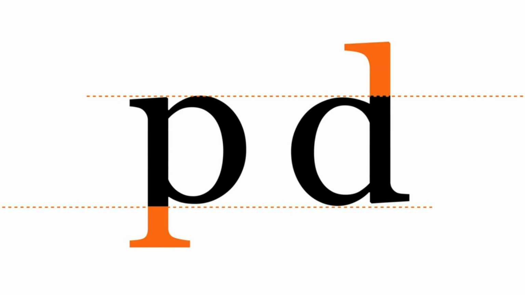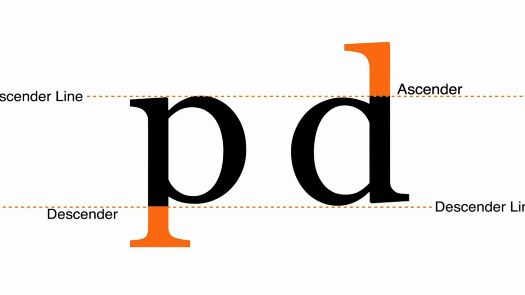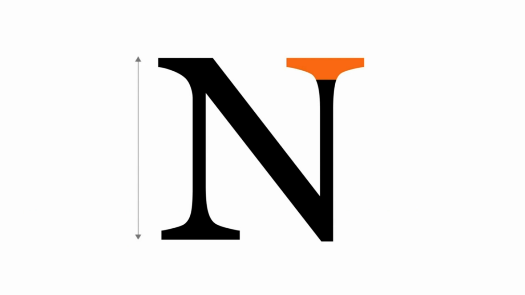The parts of the letters that rise above the x height are called ascenders. The parts that extend below the baseline are called descenders, and together these are called extenders. The invisible boundaries of the extenders are called the ascender line and the descender line. The cap height will vary based upon the typeface. It might be the same as the ascender line or shorter.